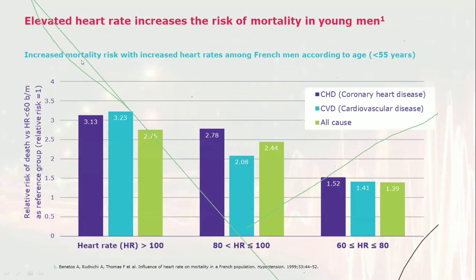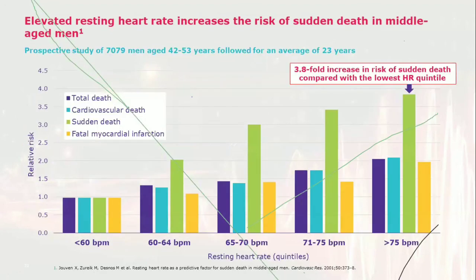Similarly, there's an increased mortality risk with increased heart rate, as was seen amongst French men less than 55 years of age. The same thing was seen: if the heart rate is higher in these younger individuals, there is an increased relative risk of death. Similarly, there is a 3.8-fold increase in the risk of sudden death compared with the lowest heart rate quintiles. That is what was shown here in a group of 7,000 patients in this age group who were followed for an average of 23 years.